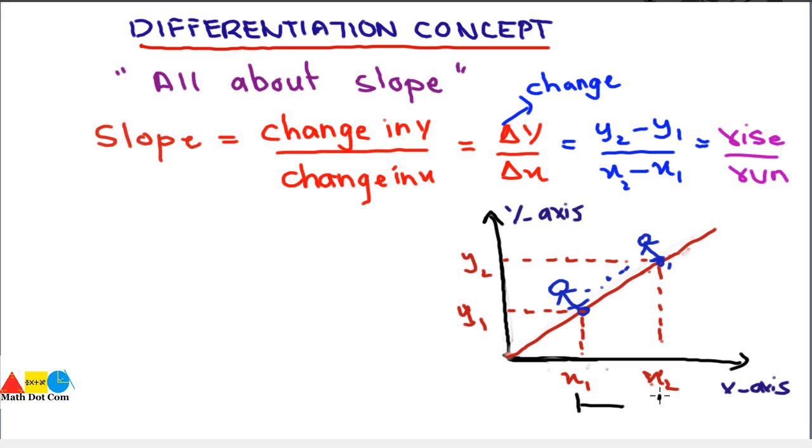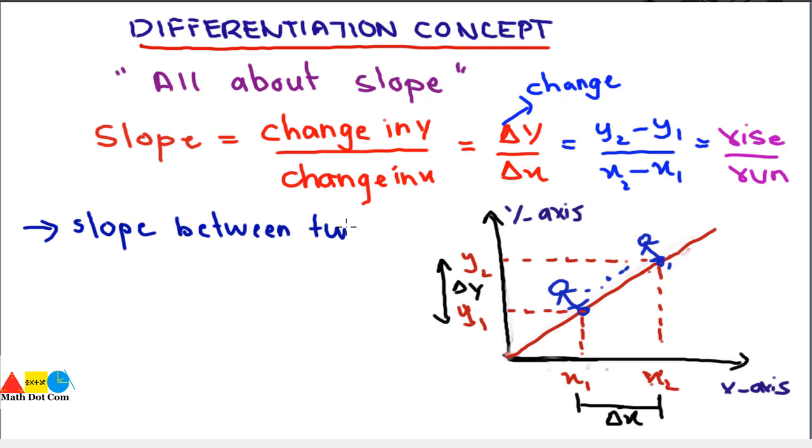From here till here is the delta x, that is the change in the value of x, and from here till here is the delta y, that is the change in the value of y. So from these two things you can find the slope. What we deduce from this graph, let's write it down. First thing that we have seen here is the slope between 2 points. Before understanding the concept of differentiation, you must have a clear concept of the slope. Then you will be able to easily understand the differentiation concept.